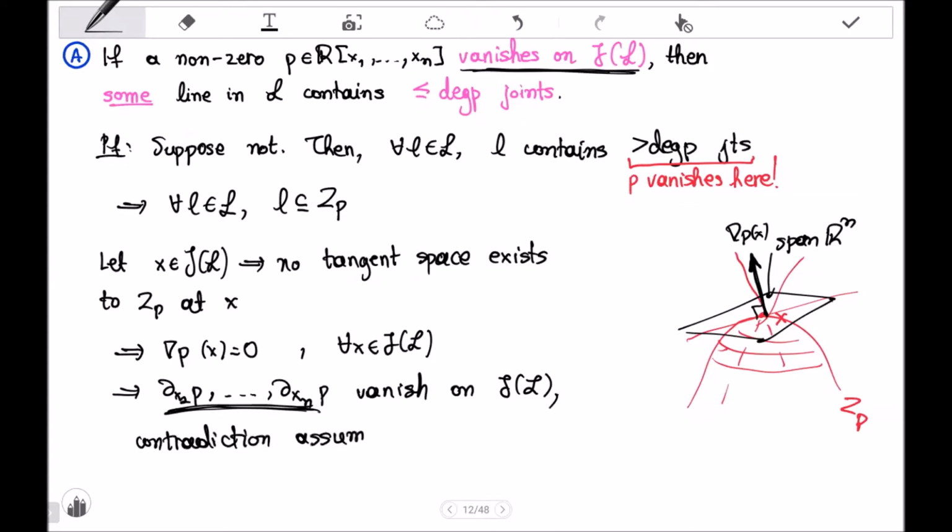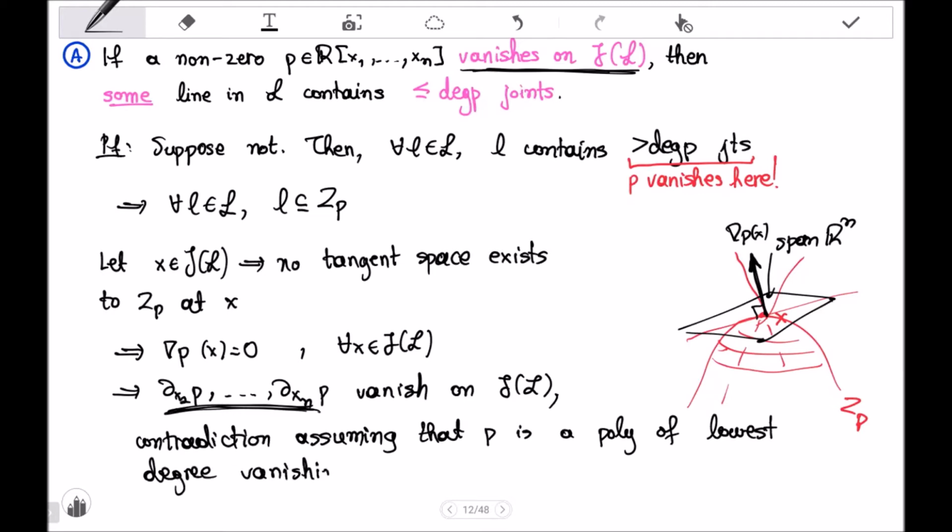So this is a contradiction if we had assumed from the start that P is a non-zero polynomial of lowest degree, of minimal degree, vanishing on the joints. Okay, and that's it. You start the proof by picking a polynomial of lowest degree with this vanishing property. You assume that all of the lines contain more than its degree joints, and it turns out they don't. Okay, so that's it.